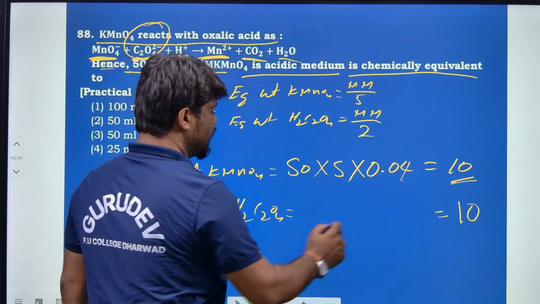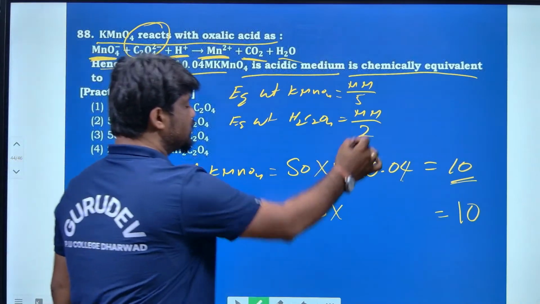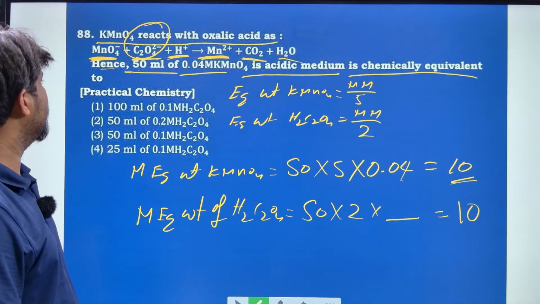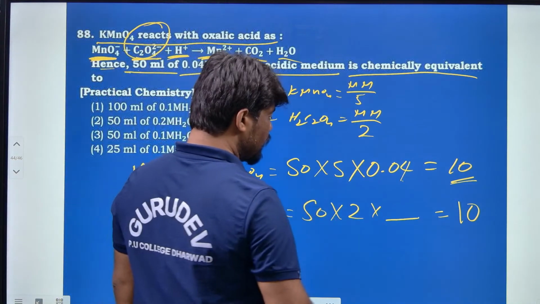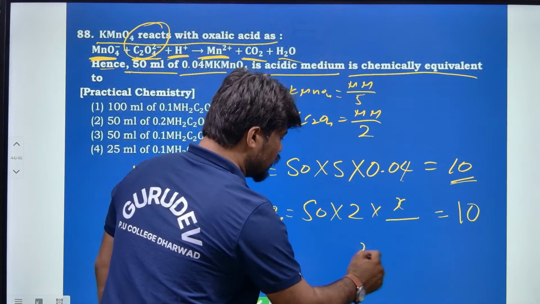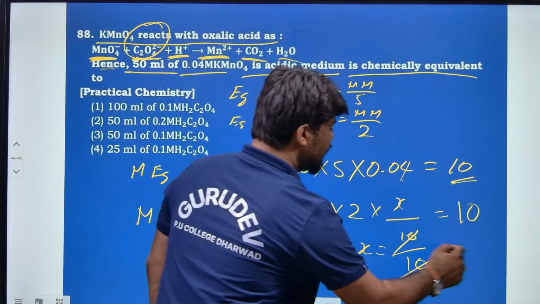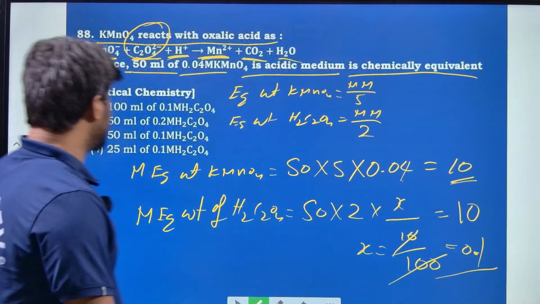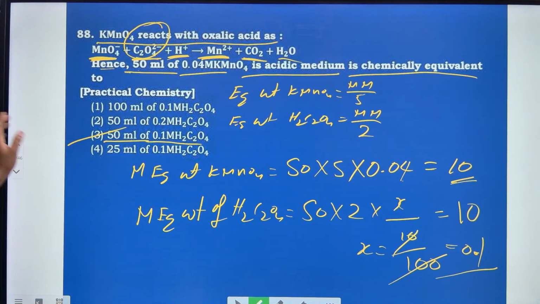Then what is the concentration here? For oxalic acid I will also take the 50 ml and the change in oxidation number is 2, multiplied by the concentration. So I need to calculate the concentration of this oxalic acid from its volume. Take this value as x. Then x is equal to 10 divided by 50 into 2, that is 100. So 10 divided by 100 is nothing but 0.1. So it is 50 ml of oxalic acid with 0.1 concentration. Option 3, 50 ml of 0.1 molar oxalic acid. So answer 3 is the right answer for the question.